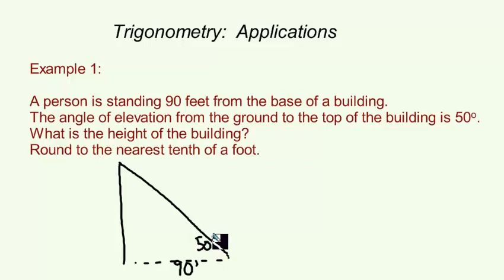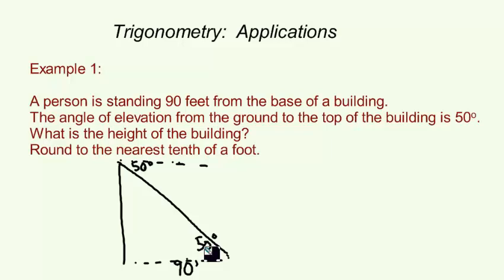If they were talking about angle of depression, that would be a person standing at, say, the top of the building looking down, but they would still be dealing with a 50-degree angle against the horizontal surface. The angles of depression get weird for people because they're outside the triangle, but if you consider that the ground and the horizontal portion of the sky are parallel, that makes this a transversal, and it makes these alternate interior angles, so they'd be congruent anyway.